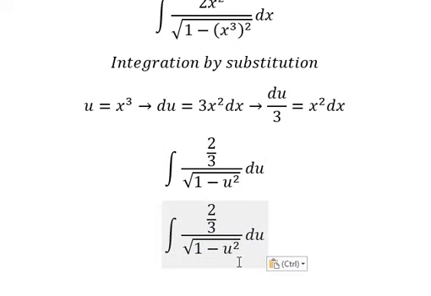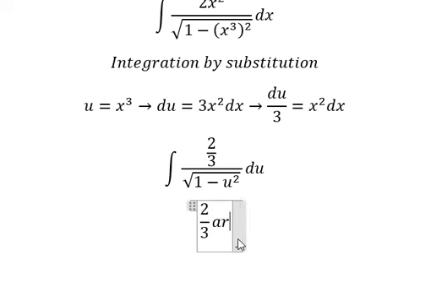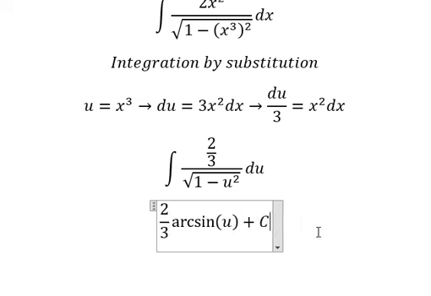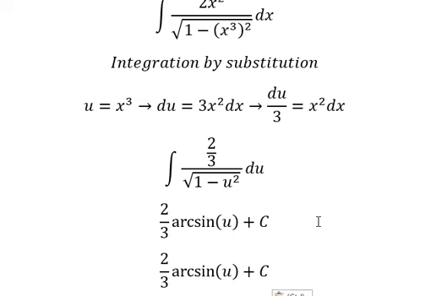The integration of this one, we have 2 over 3 arcsine of u, and I will put plus c. Then u is this one.